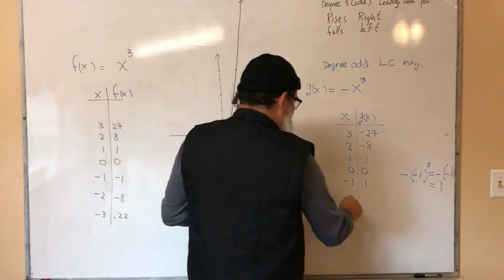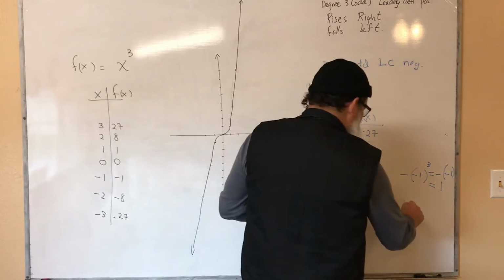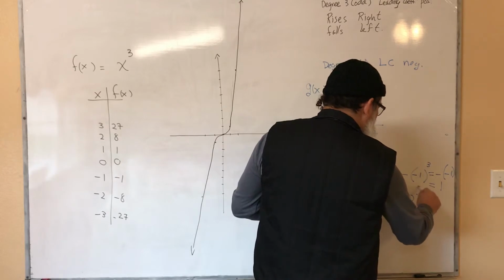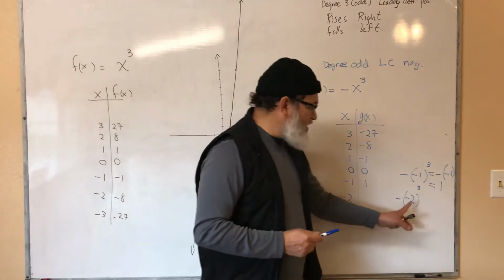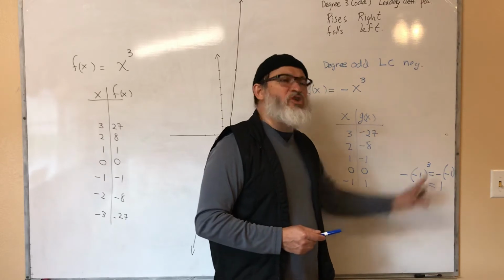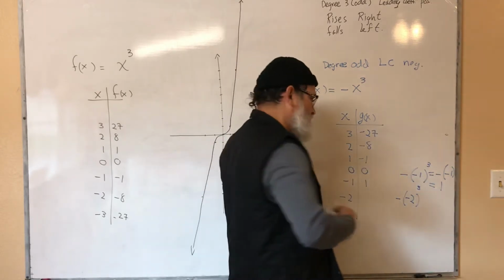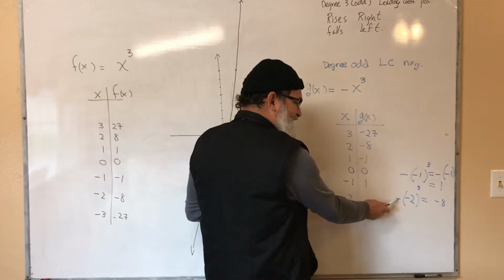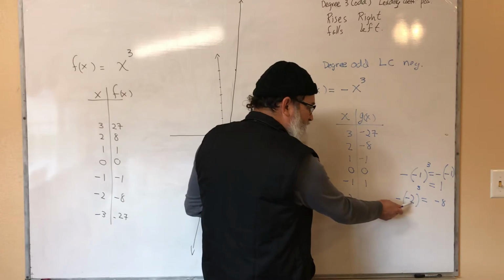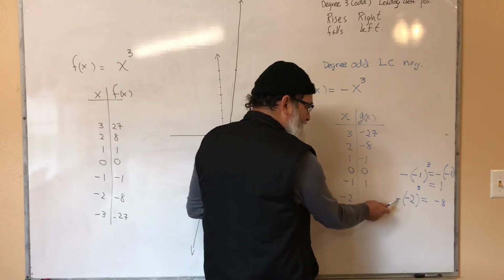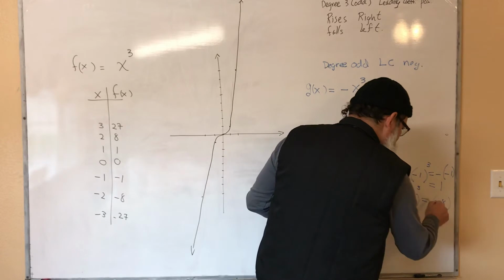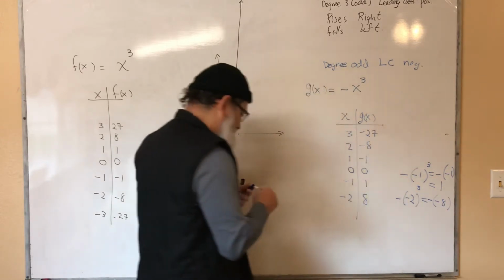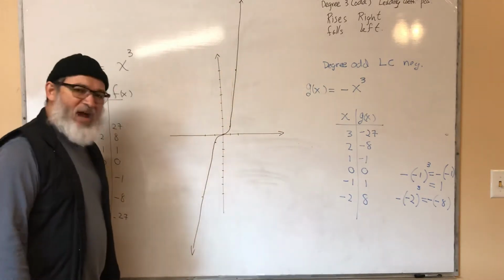Let's do one more. How about if x is negative 2? Well, that's going to be negative times negative 2 to the third. So cube negative 2, what's negative 2 cubed? That's negative 8. Let's not forget about this negative. This negative here is not being cubed, okay? Just this negative 2 is being cubed. So this negative remains. So what's negative times negative? 8. I think we have enough to graph.